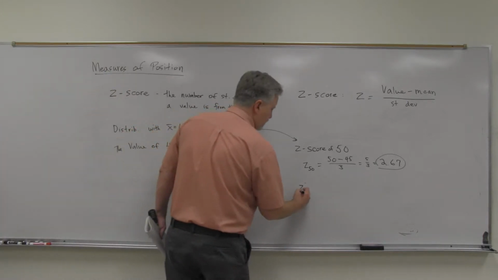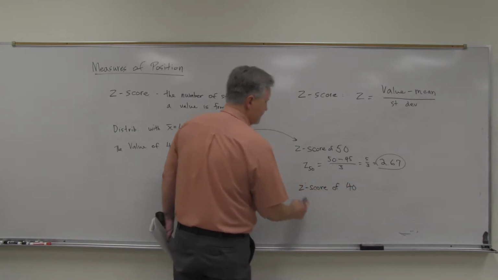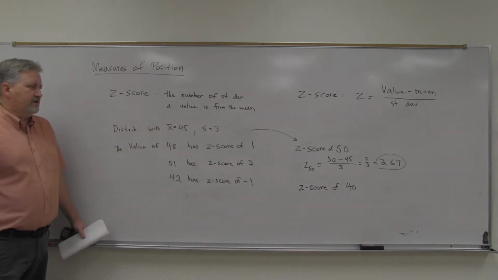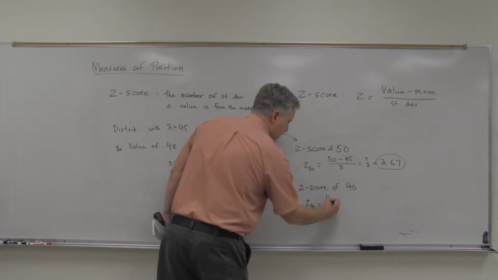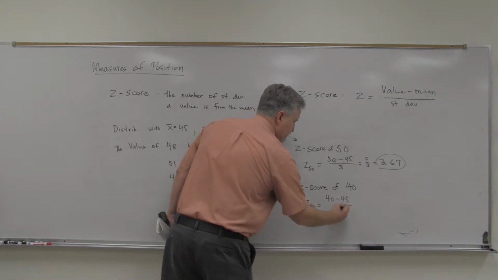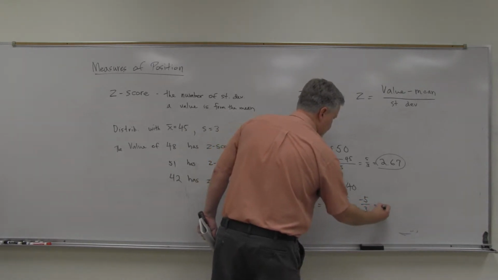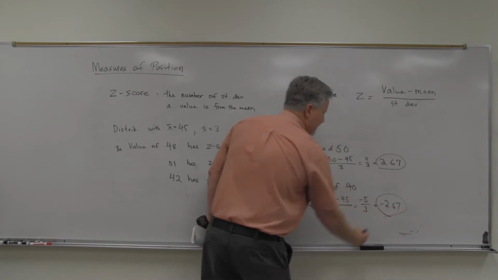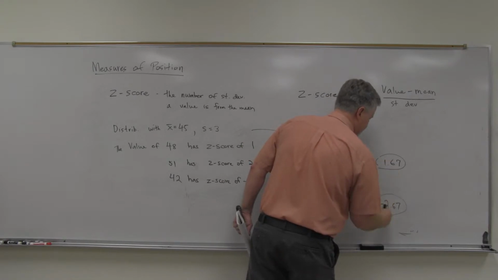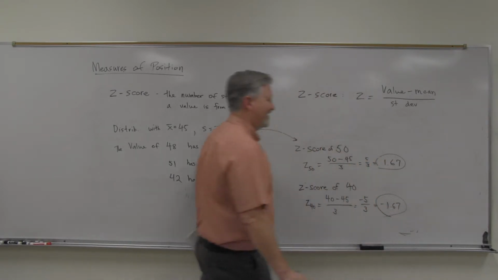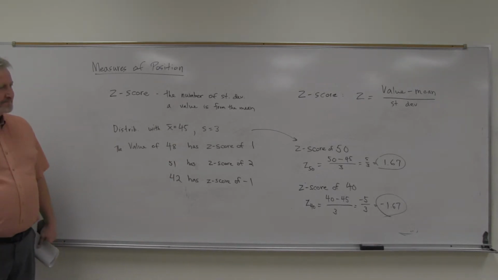What about the z-score of, let's just do 40. For this particular scenario here, what's a z-score of 40? Well, the z-score of 40, you take 40 minus the mean divided by the standard deviation, you get negative 5 divided by 3, so you get a negative 2.67 there. Is it not 1.67? Oh, 1.67. Sorry. Just checking. 1.67, thank you. And negative 1.67.